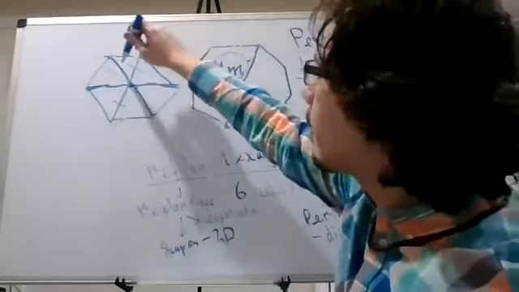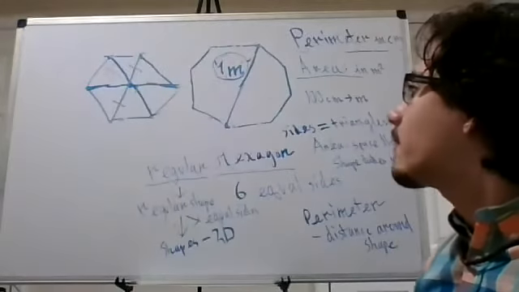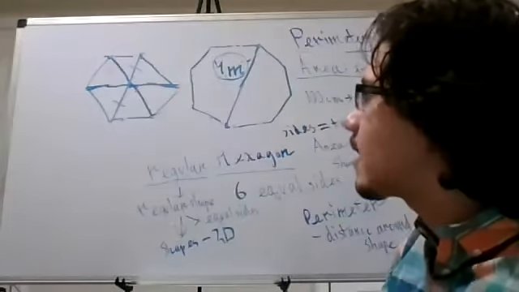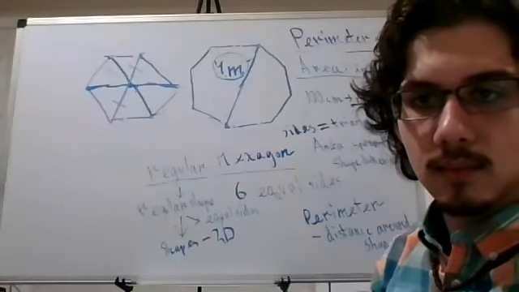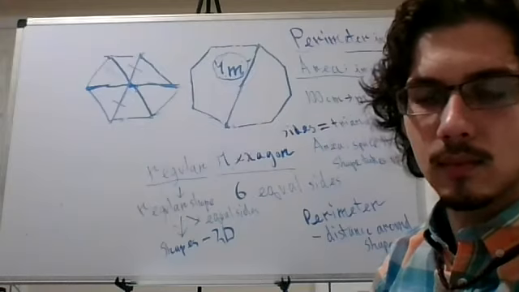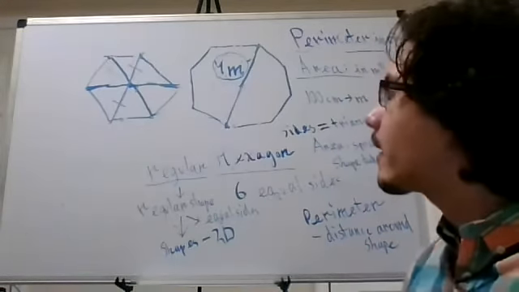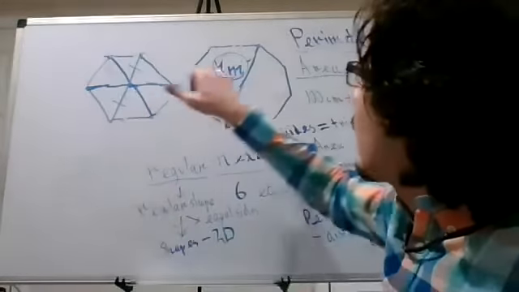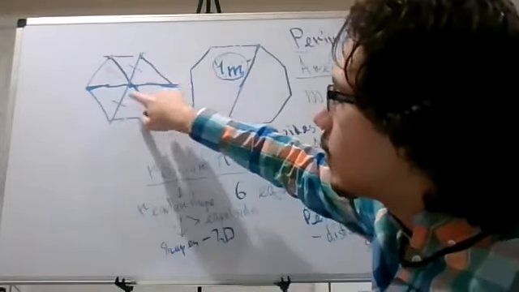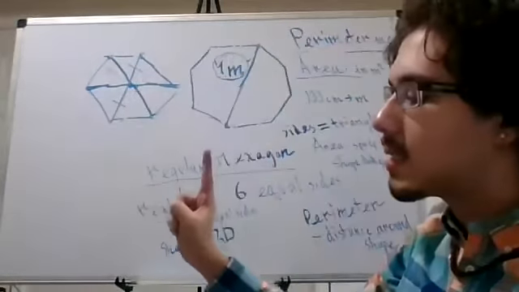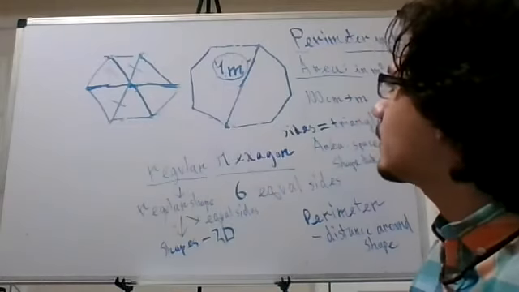So if this line is made up of both of these triangle sides, can anybody tell me if they could figure out what the side of one of these triangles is? How about Miss Ariel? If this line is made up of the side of this triangle and the side of this triangle, could we figure out what the side of one triangle is? Yes, sir. Okay, so what is it?